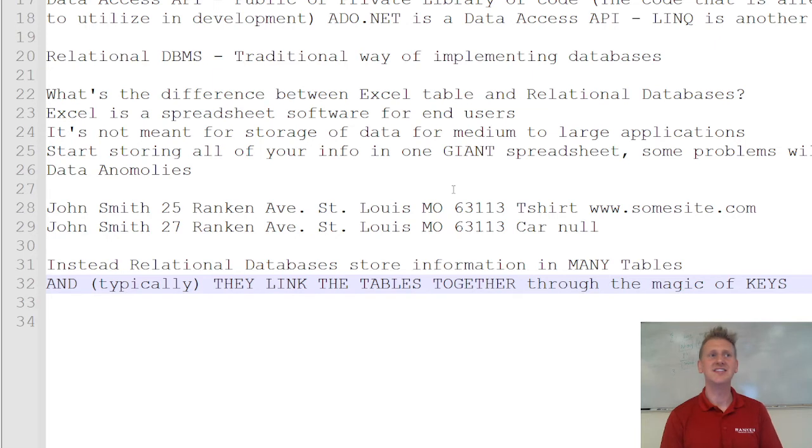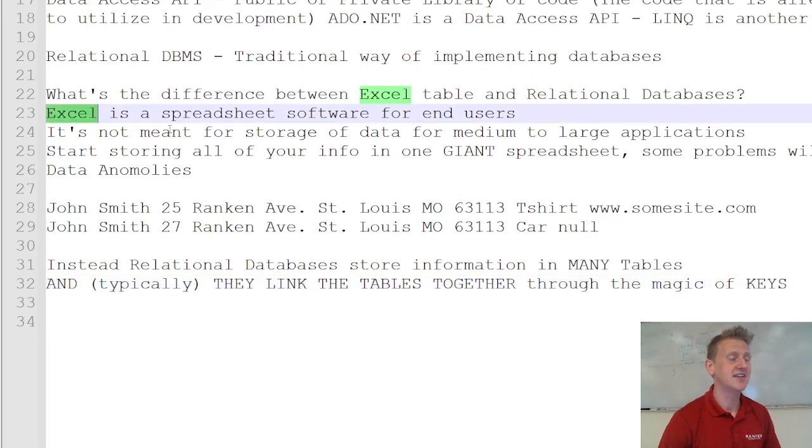Because of this, this is what allows relational database management systems to scale, right? To scale to support large applications, large software apps. Okay, so if we think about Excel, Excel's not meant to support that.